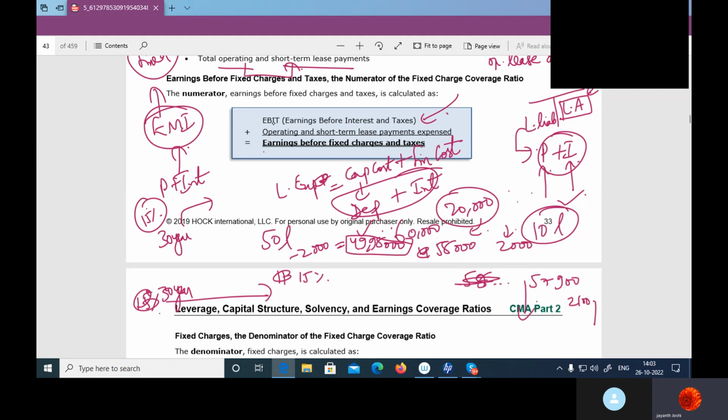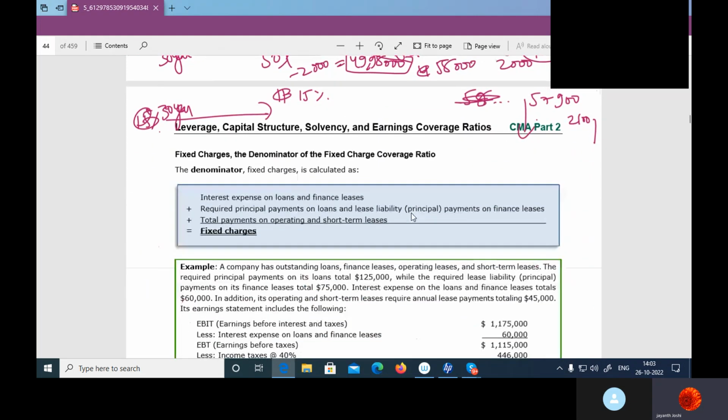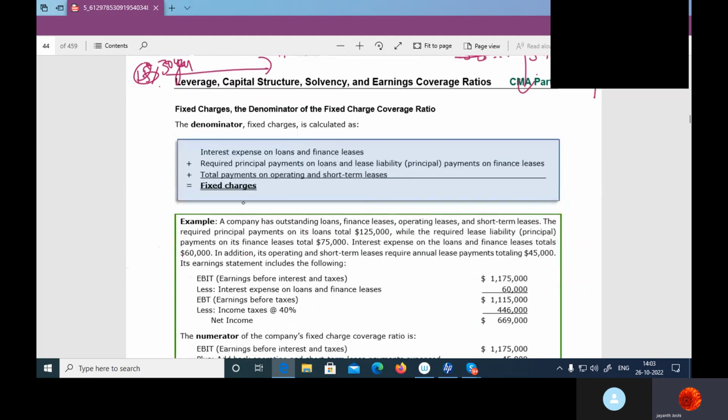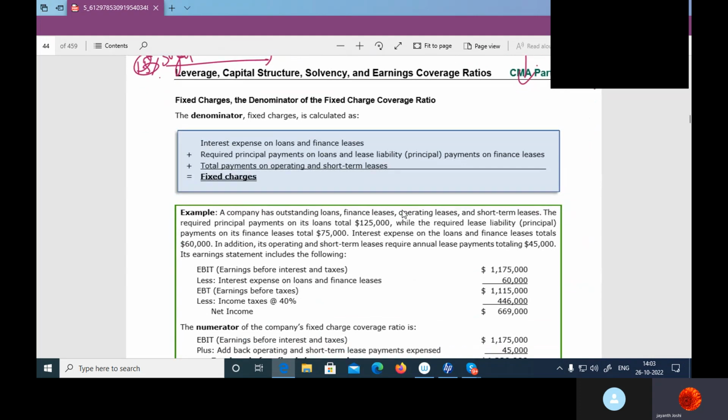EBIT was earnings before interest and tax, in which interest was a fixed payment. Apart from that, we are taking operating and short-term lease payments, which are also of fixed nature. And we are getting earnings before fixed charges and taxes. That was the numerator, and the fixed charges you are taking in the denominator.